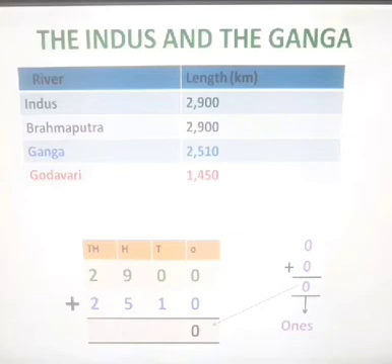First, we will add the numbers given in the ones column. Children, as we know that we always start from the ones column. So, in ones column we have 0 and 0. 0 means nothing in addition. So, 0 plus 0 is 0 only. So, we write 0 in the ones column.